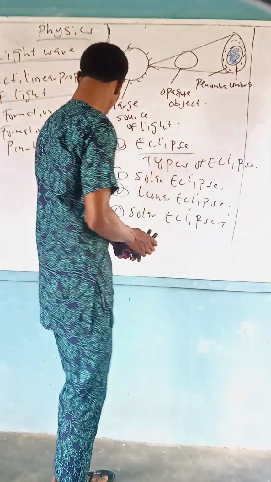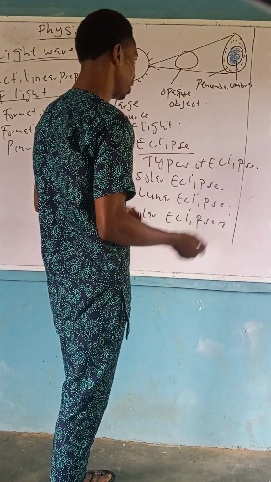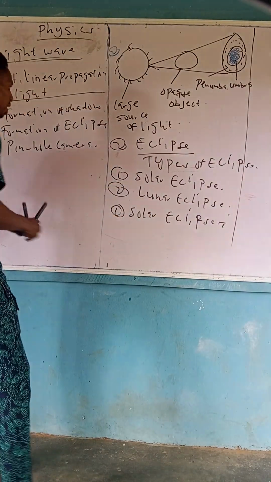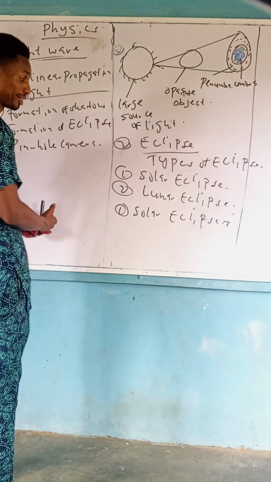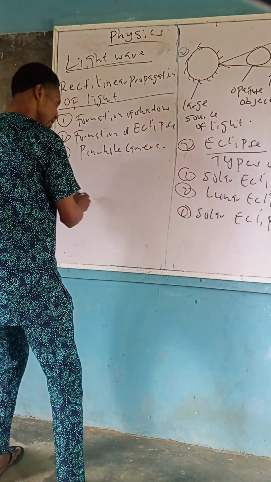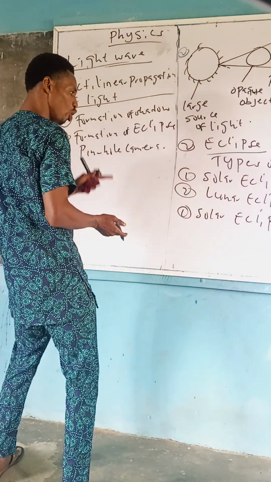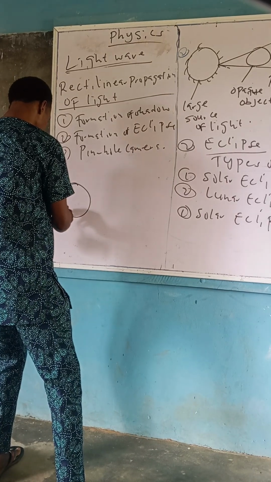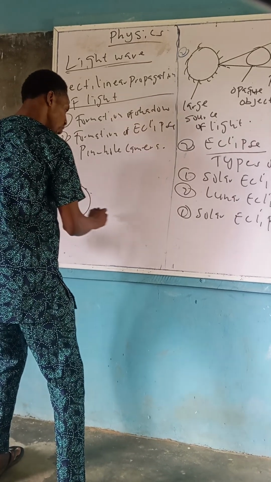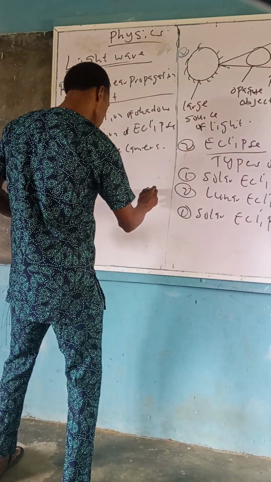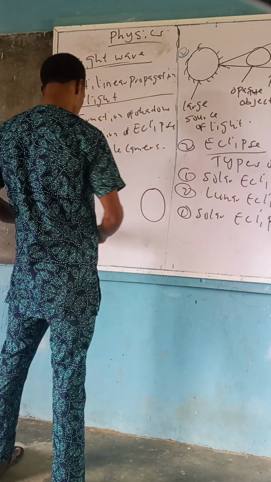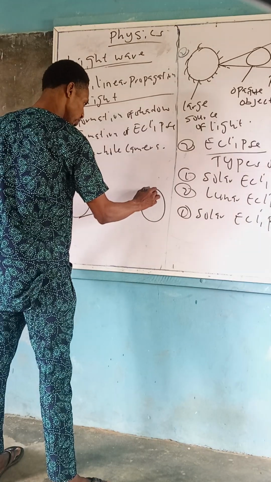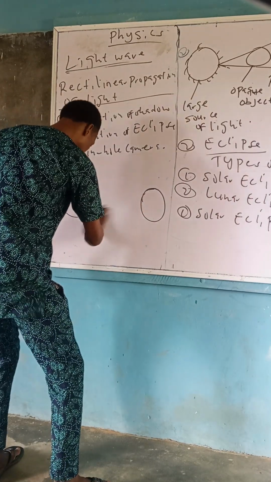So let me draw a little bit of a diagram. I don't know how to draw, so just bear with me. Let me draw it here. So, solar eclipse occurs when the moon comes in between the sun and the earth. Let's take this one to be the sun, and this is the earth. Don't mind my drawing.